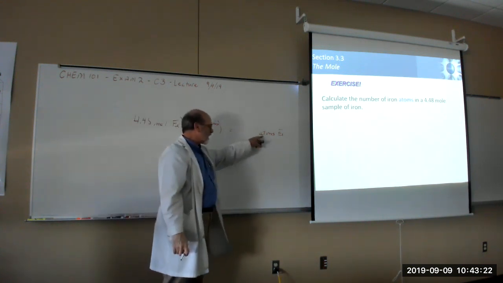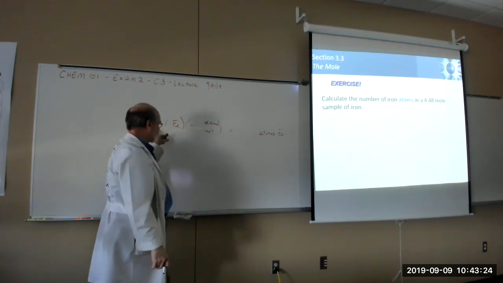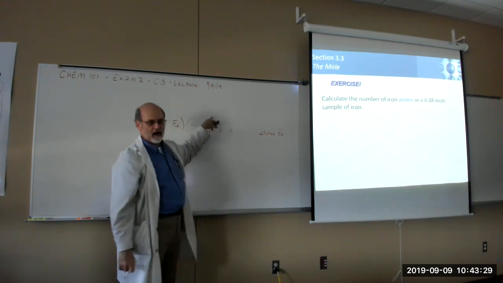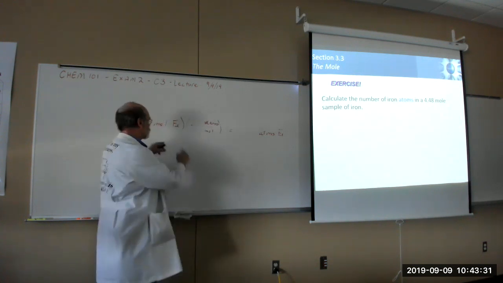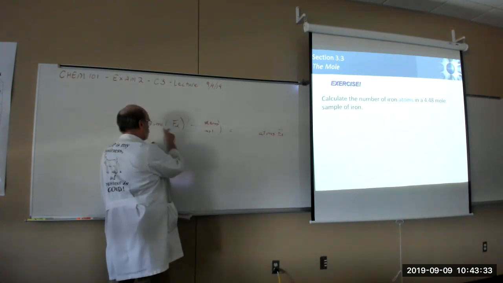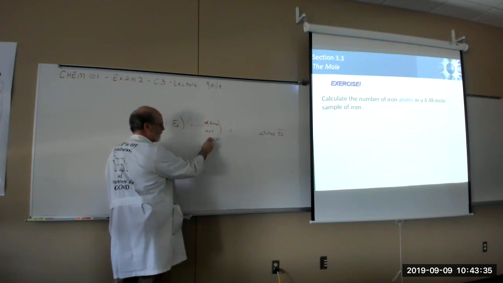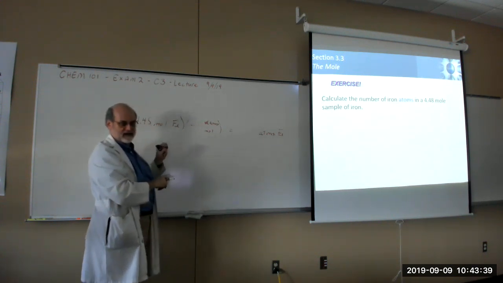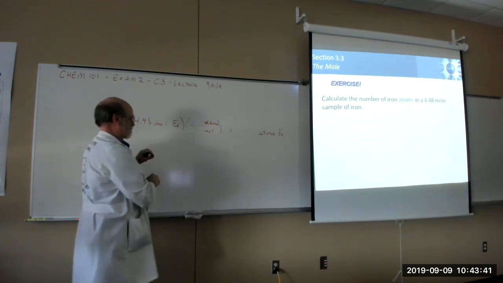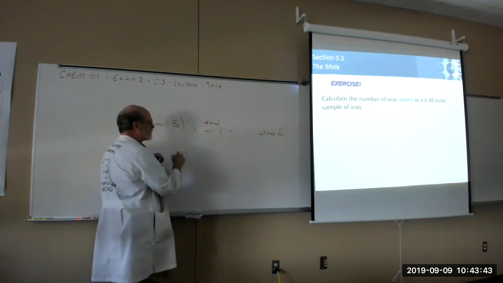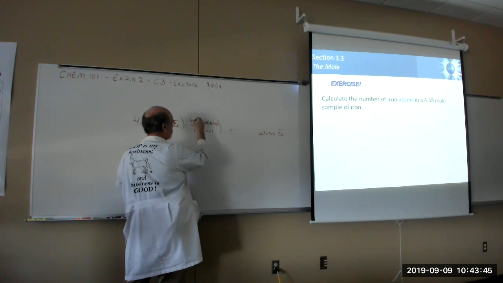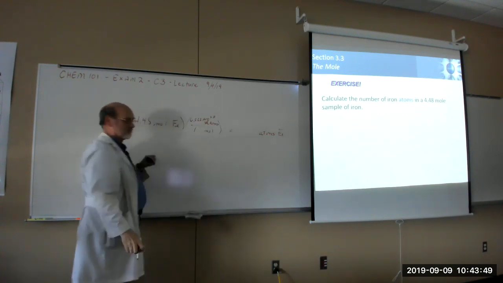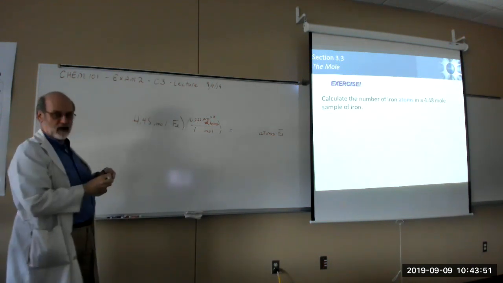This is where you're headed, that's where you're coming from. Coming from goes on the bottom, headed goes on the top. That's so you can cancel the moles, because this is numerator, that's denominator. This is numerator, that's numerator. So you write down 1 mole on the bottom, and what it's equal to on the top, which would be a big number.